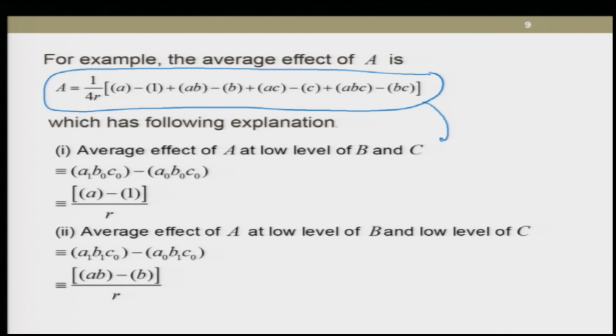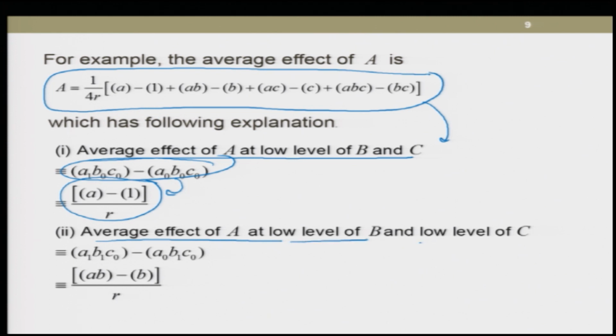But when I compute the main effect of A using the 2q factorial experiment, I can say that first I find the average effect of A at the lower level of B and C, which is obtained like this, and which we indicate using our standard terminology by A minus 1 upon R. Similarly, I then find the average effect of A at the higher level of B and lower level of C. Here there should be a correction: this is actually higher level of B and lower level of C. So this becomes A1 B1 C0 minus A0 B1 C0, which I can write down like this.